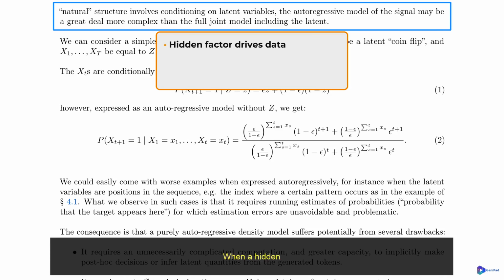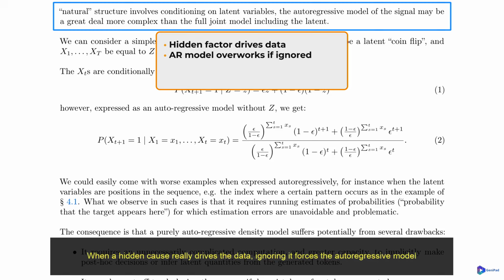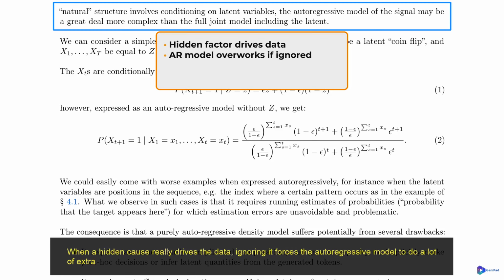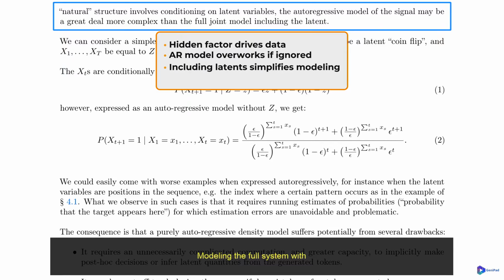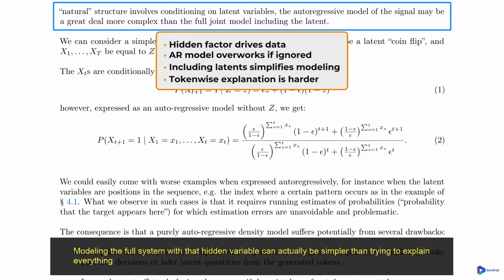When a hidden cause really drives the data, ignoring it forces the autoregressive model to do a lot of extra work. Modeling the full system with that hidden variable can actually be simpler than trying to explain everything token by token.